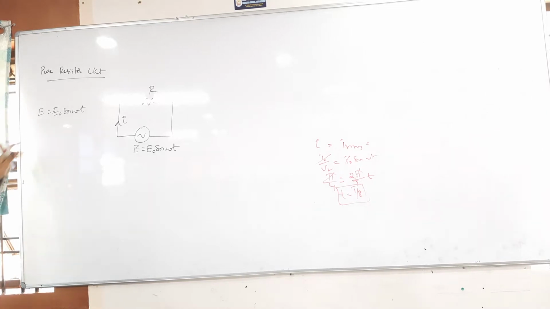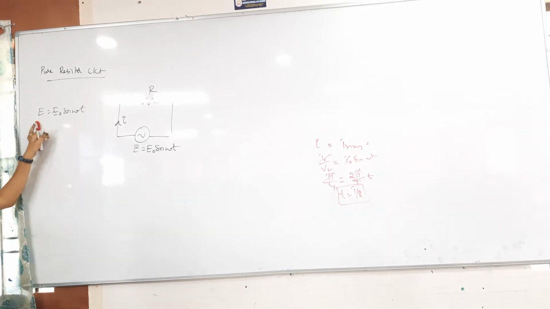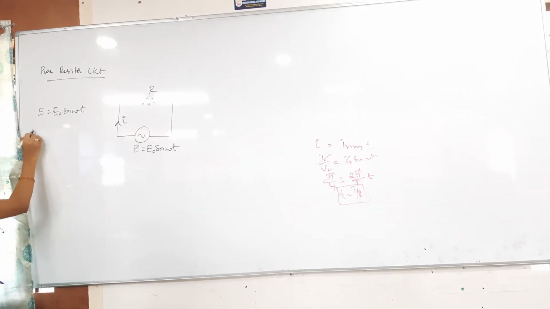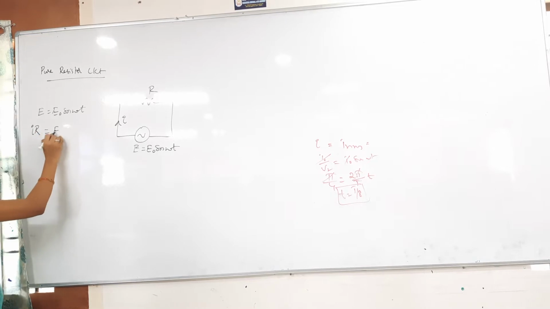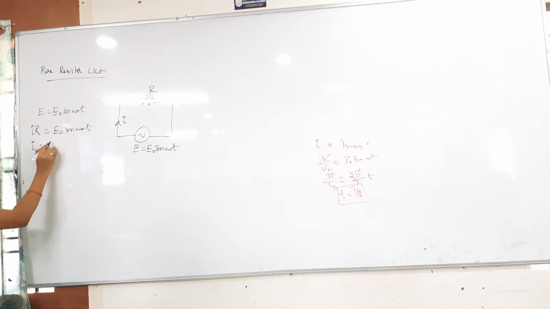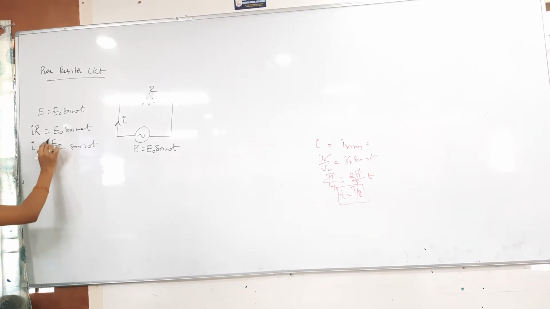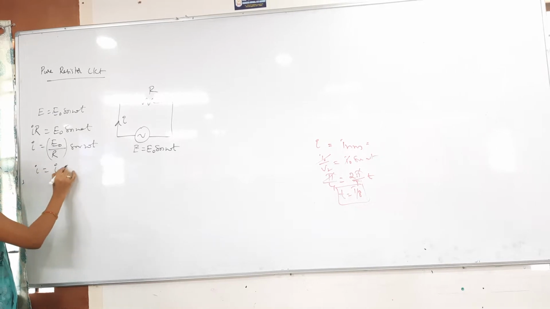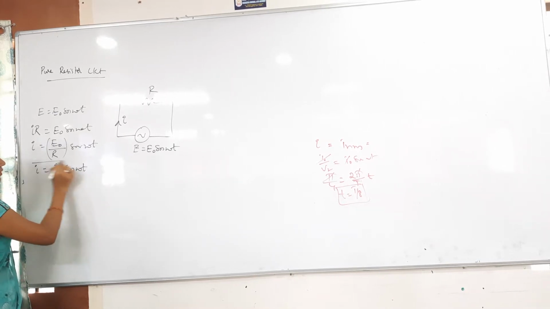To get the current, what can I write? V, the voltage, is equal to I into R. So the current flowing is I, and the resistance is R. So E is equal to IR, which is equal to E naught sin omega t. Then I is equal to E naught by R into sin omega t. Voltage by resistance is current only, right? So E naught by R is nothing but I naught. So I is equal to I naught sin omega t.